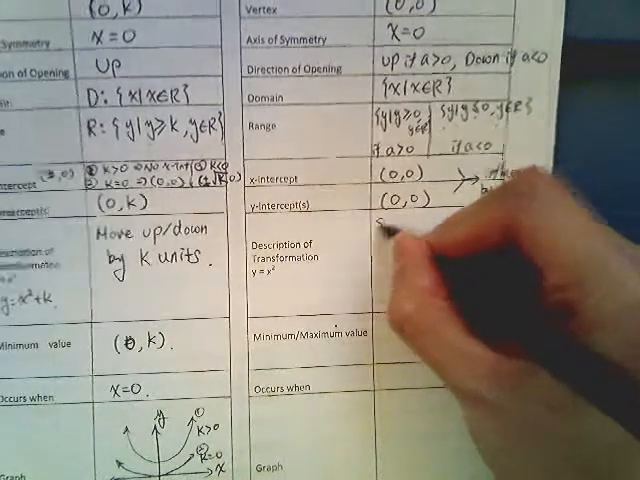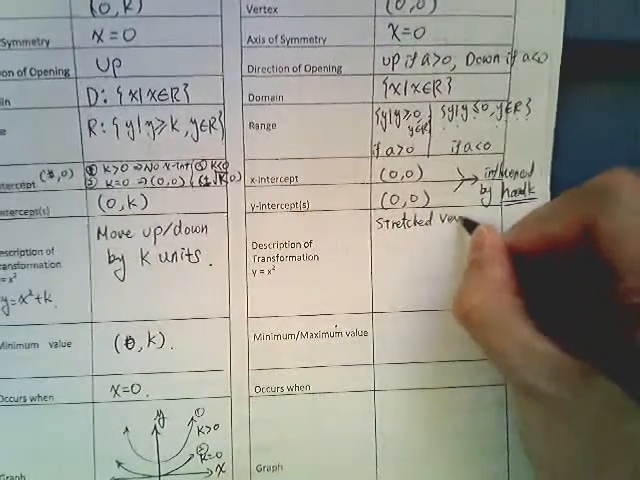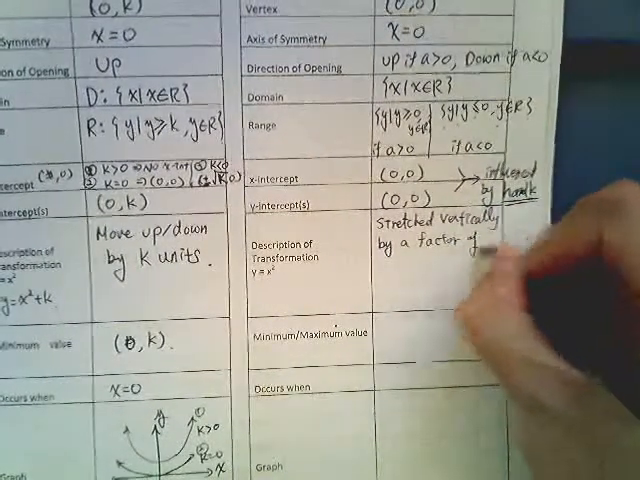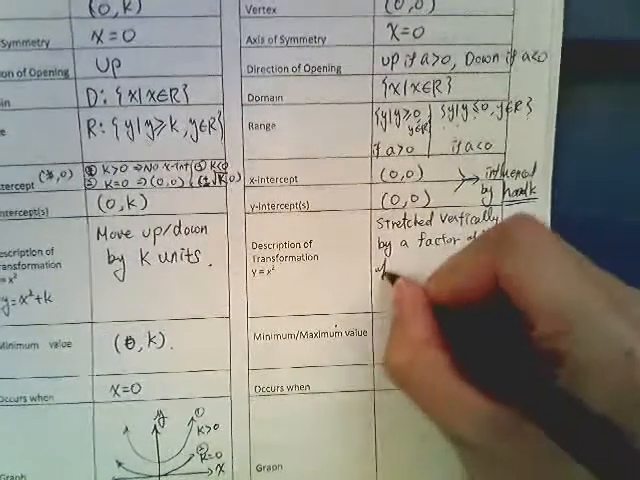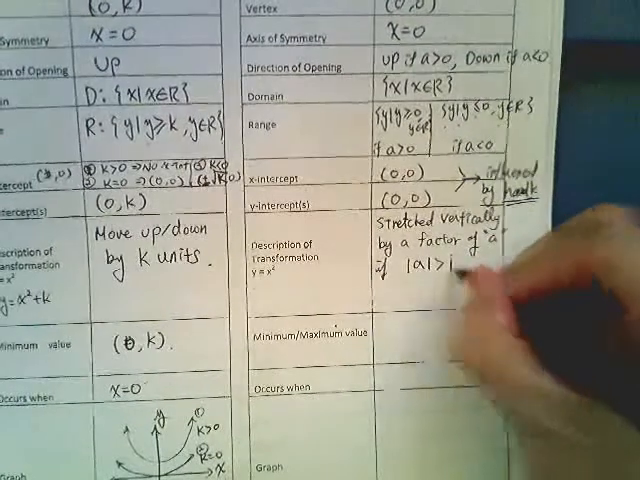It is stretched vertically by a factor of a if the absolute value of a is greater than 1.